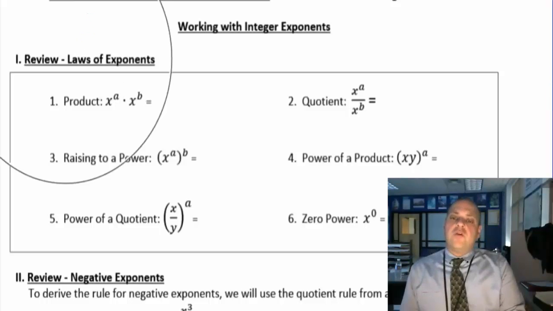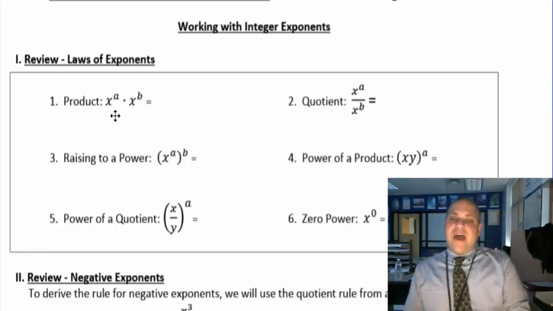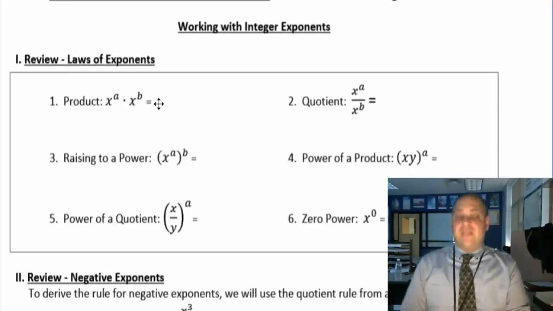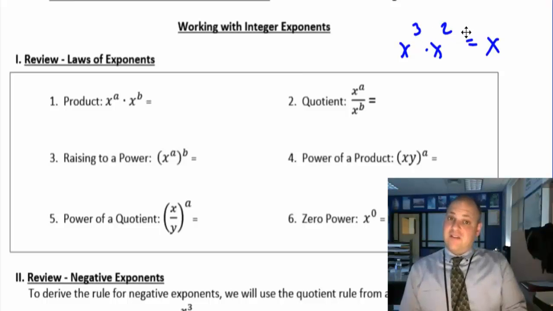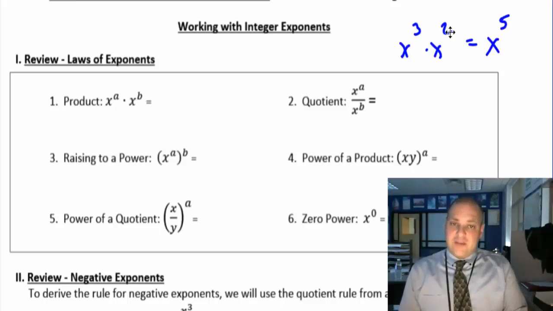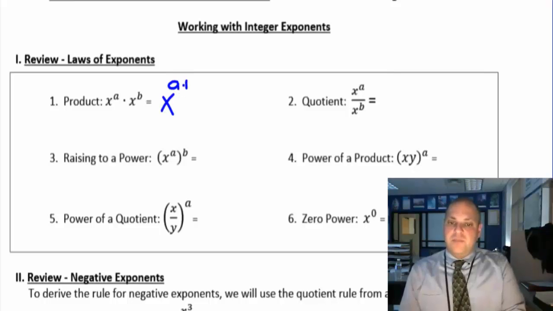So the product rule for exponents, if you have x to the something times x to the something, so let's say you have x to the third times x squared, that's just an example of this. You would get x to the what? Would it be x to the sixth? No, it would be x to the fifth because you add exponents. X to the third is x, x, x, x squared is x, x, and that adds up to x to the fifth. Okay, so we get x to the a plus b.